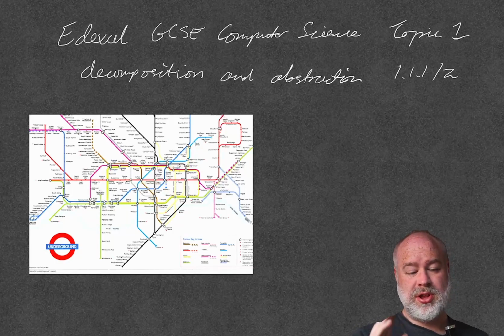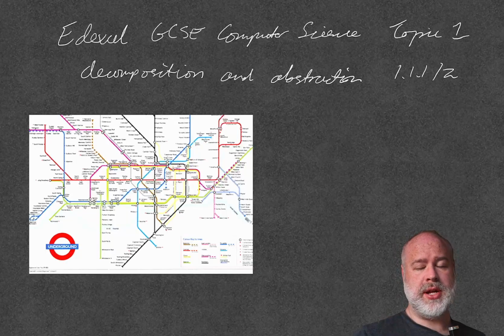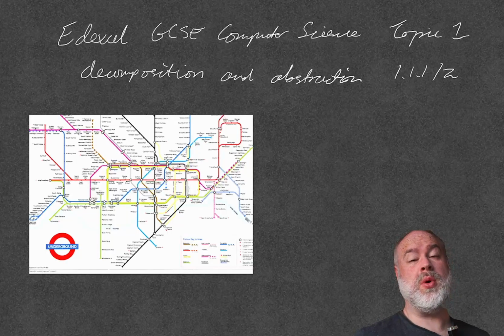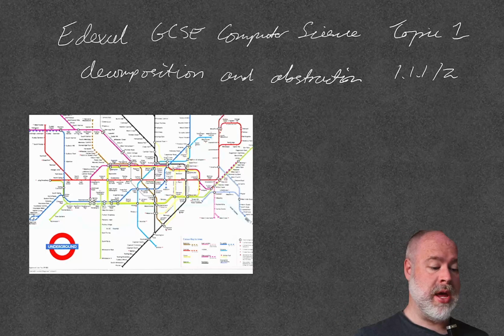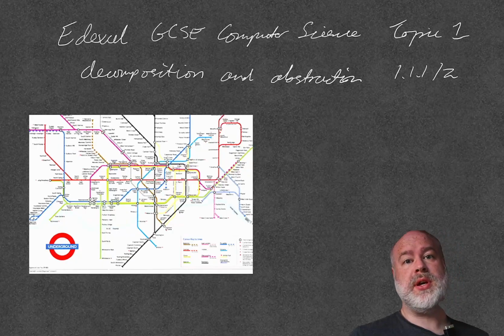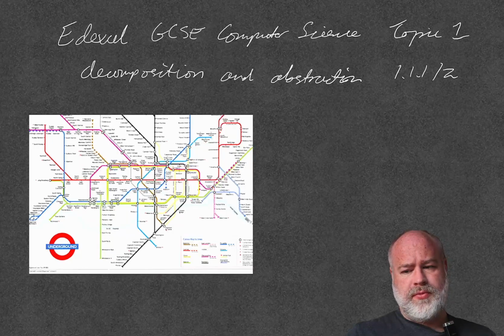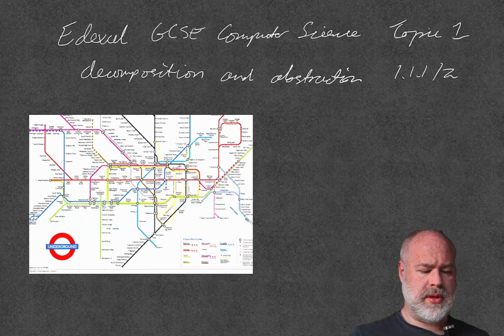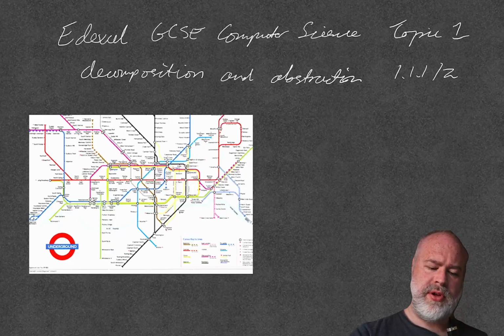We're going to be looking at topic 1, Decomposition and Abstraction, which is 1.1.1 stroke 2 for Edexcel's GCSE Computer Science course. It's right at the beginning. And really, we're at the heart of computer science here, understanding these two terms, decomposition and abstraction. It's part of what we call computational thinking.